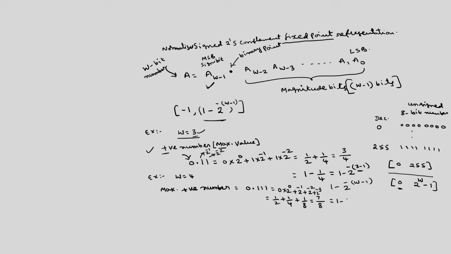This can be written as 1 minus 1 by 8, and again this is 1 minus 2 raised to the power of minus of 4 minus 1. So, this is also in the same form, where in place of w we have 4. So, in general the maximum positive number is 1 minus 2 raised to the power of minus of w minus 1, where w is the number of bits in the given number. These are examples for positive numbers.